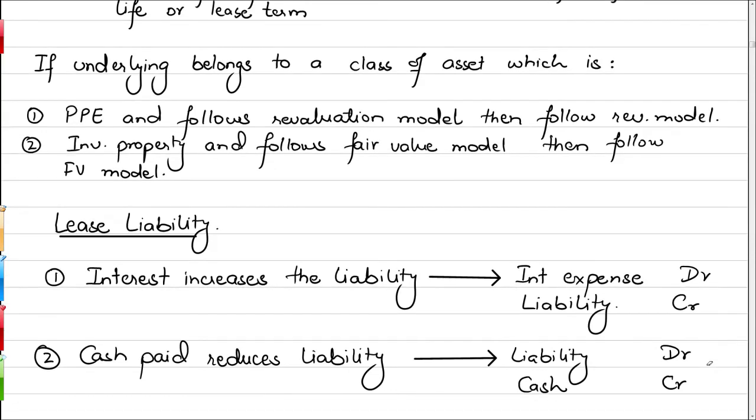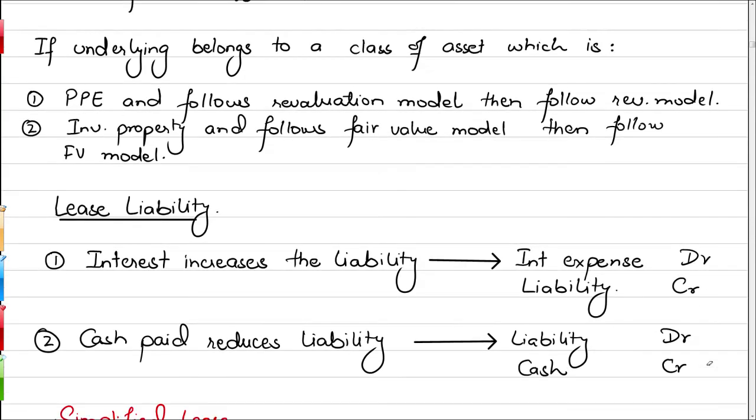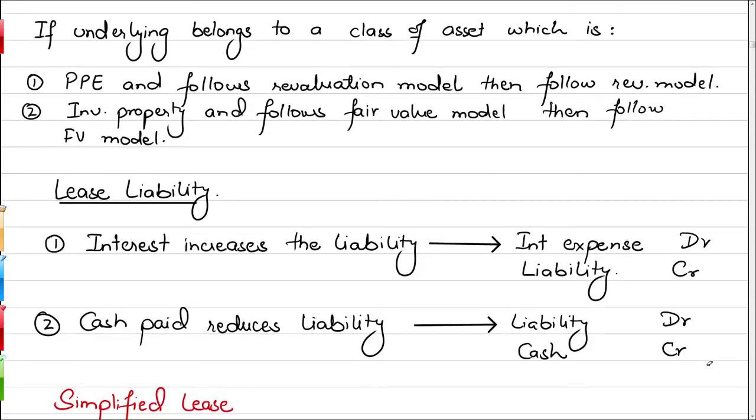One is the interest expense, which is going to increase my liability, and the other one is the cash paid, which is going to reduce my liability. So this is going to be the normal accounting treatment for the asset and the liability related to the leases.